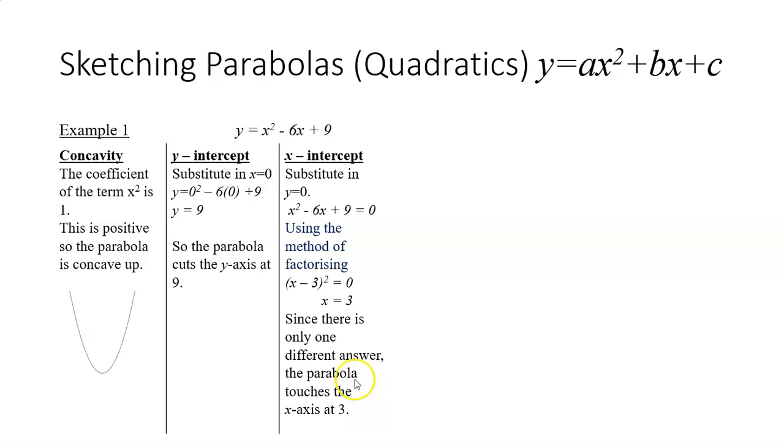So since there's only one different answer, then the parabola touches the x-axis at 3. So it doesn't actually cross the x-axis, it only comes down and touches it. And with practice, you'll actually recognize that when we have perfect squares in there. So we've now got three things: concave up, where it cuts the y-axis, and where it touches the x-axis.